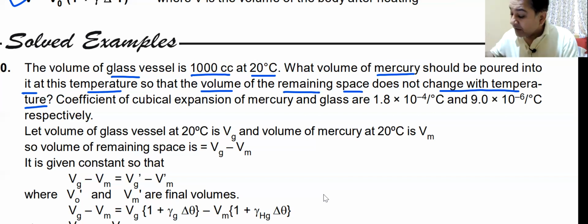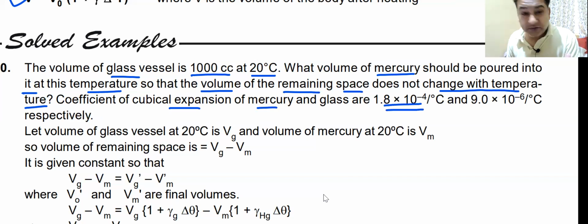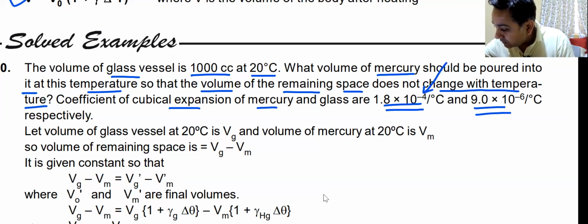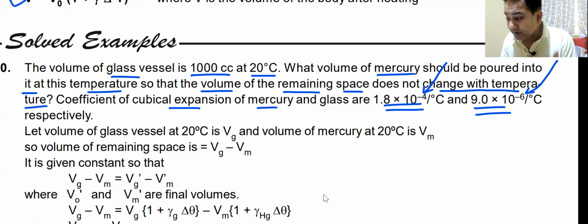Yes, sir. The coefficient of cubical expansion of mercury is obviously larger and that of glass is smaller. Remember, see the difference. This is 10 raised to the power minus 4 and this is 10 raised to the power minus 6. Don't make a mistake. These are the simple things that you must remember. Solids expand very, very little. The question is there in front of you. Let's hope for an answer.